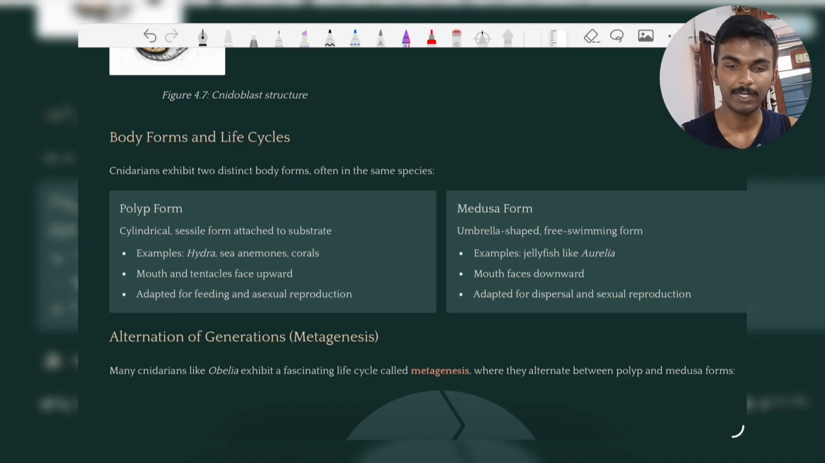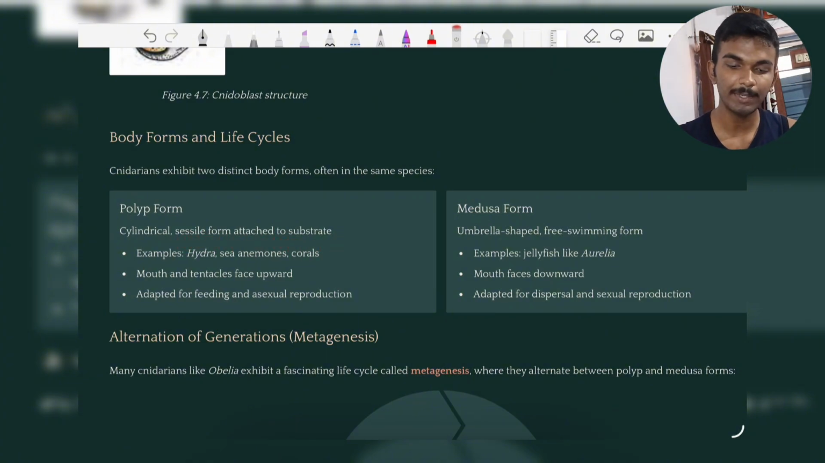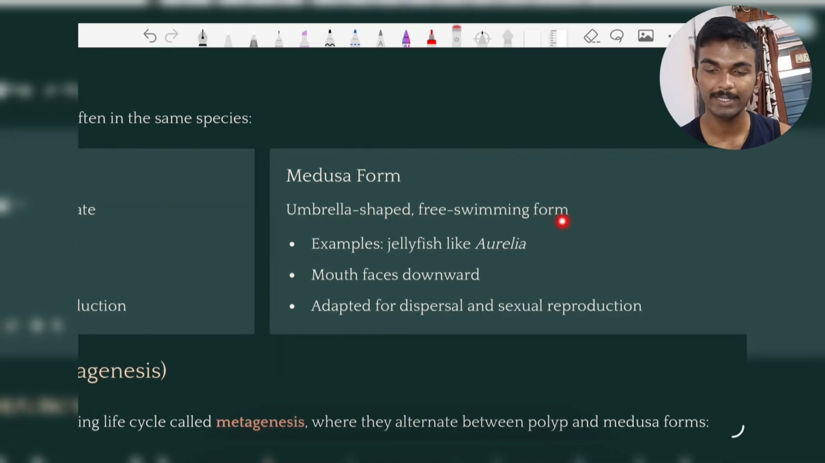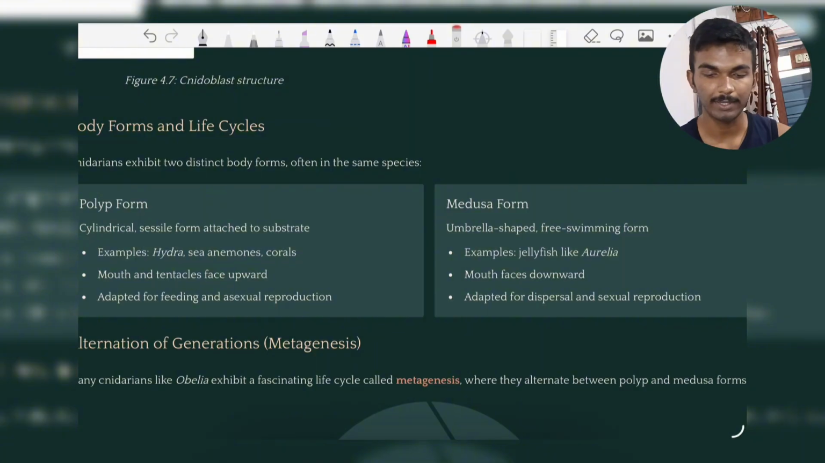Body forms and life cycles. Cnidarians exhibit two distinct body forms, often in the same species. Polyp form: cylindrical sessile form attached to substrate. Examples: Hydra, sea anemones, corals. Mouth and tentacles face upward, adapted for feeding and asexual reproduction. Medusa form: umbrella shaped, free swimming form. Example: jellyfish like Aurelia. Mouth faces downward, adapted for dispersal and sexual reproduction. So, this is the difference.